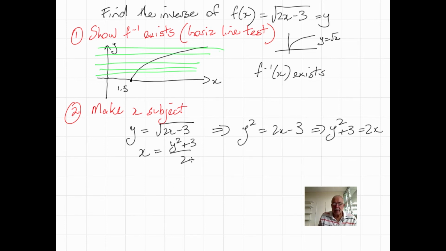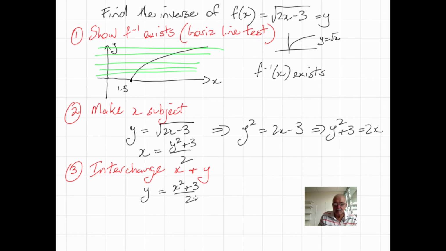Okay, so that's step 2. We've made x the subject of that formula. Step 3 is to interchange x and y. Where there's an x, we've got to put a y. Where there's a y, we've got to put an x. So this becomes y equals x squared plus 3 all over 2. And then we've got to go through the verification process.